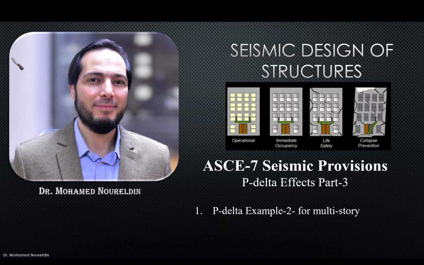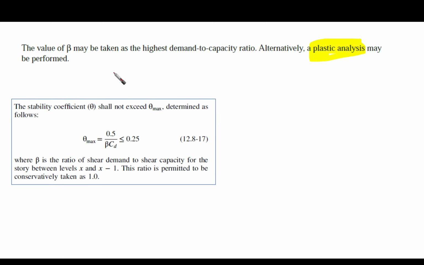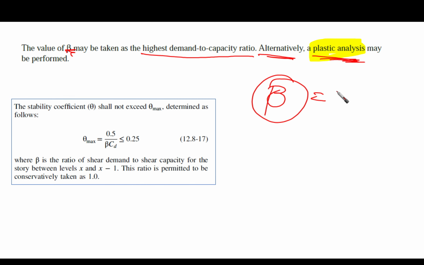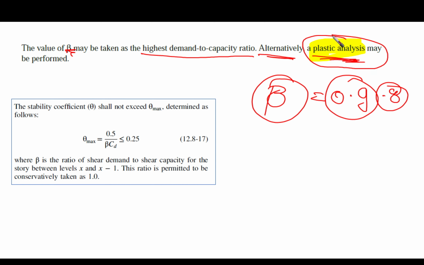Okay, the last thing here is related to the value of beta, how we can obtain the value of beta. It may be taken as the highest demand to capacity ratio. Alternatively, we are allowed to use plastic analysis in order to obtain this beta. Actually, this beta, as I said, commonly you can put it like 0.9 or 0.8, but if you can do it, there is a simple way for moment resisting frame, which is already given in ASCE.